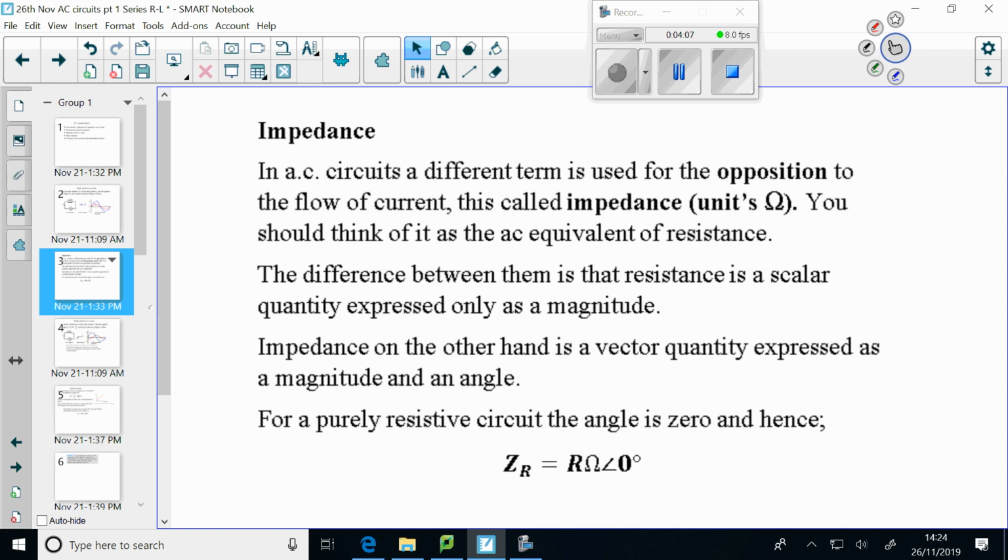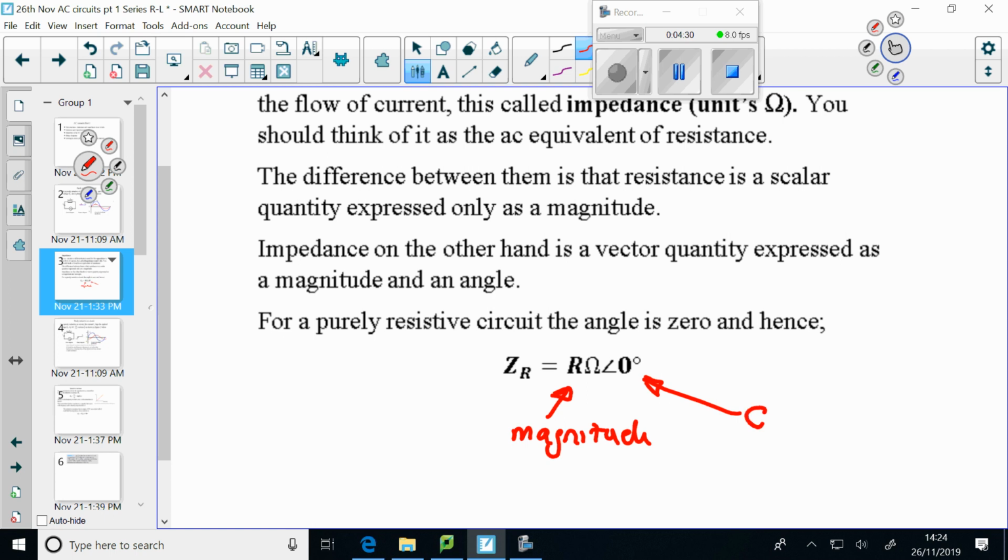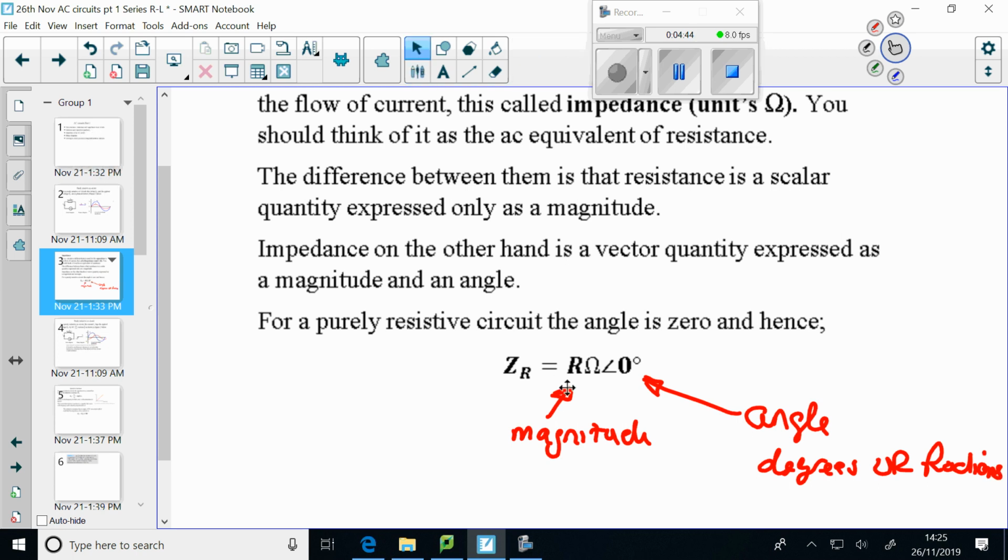Because resistors have a zero angle, they're in phase. That's the in-phase component. We'd express ZR as R ohms at an angle of 0. That bit is the magnitude of resistance. That's called the magnitude. And then we have the angle. And that can be degrees or radians, depending on what the angles are in the problem.